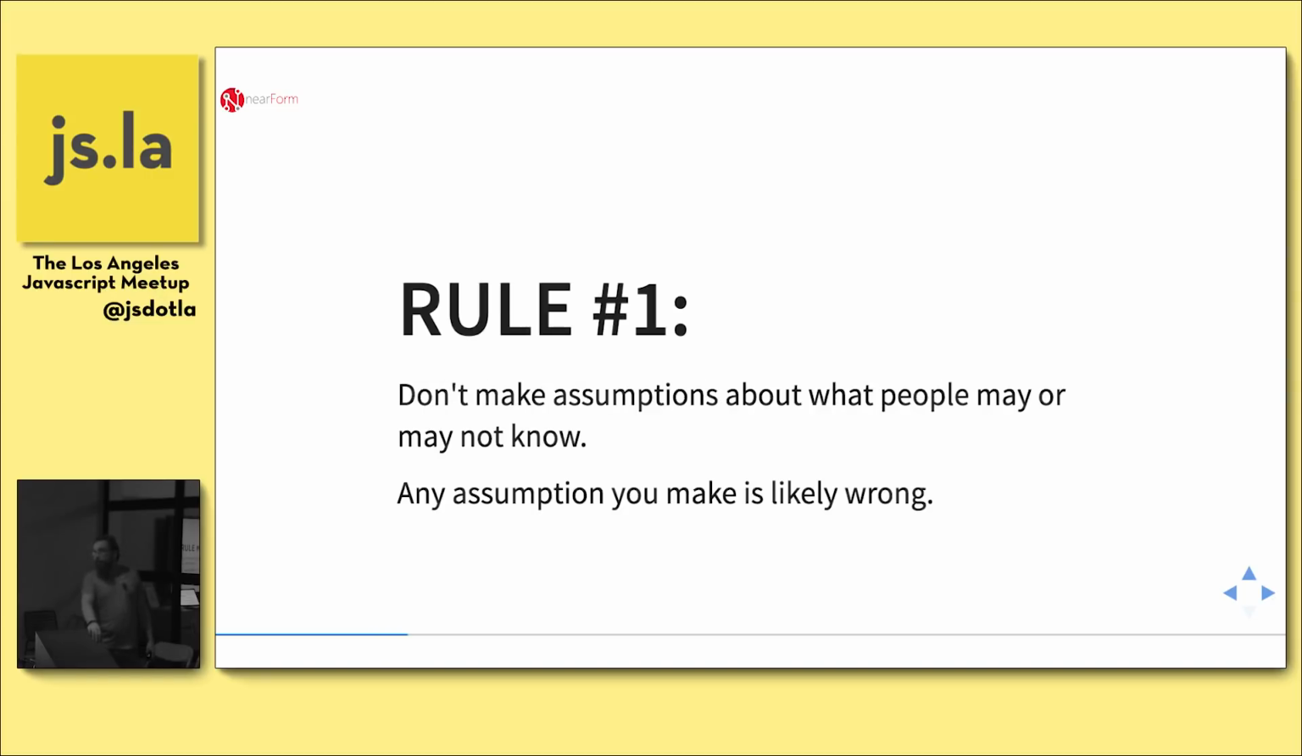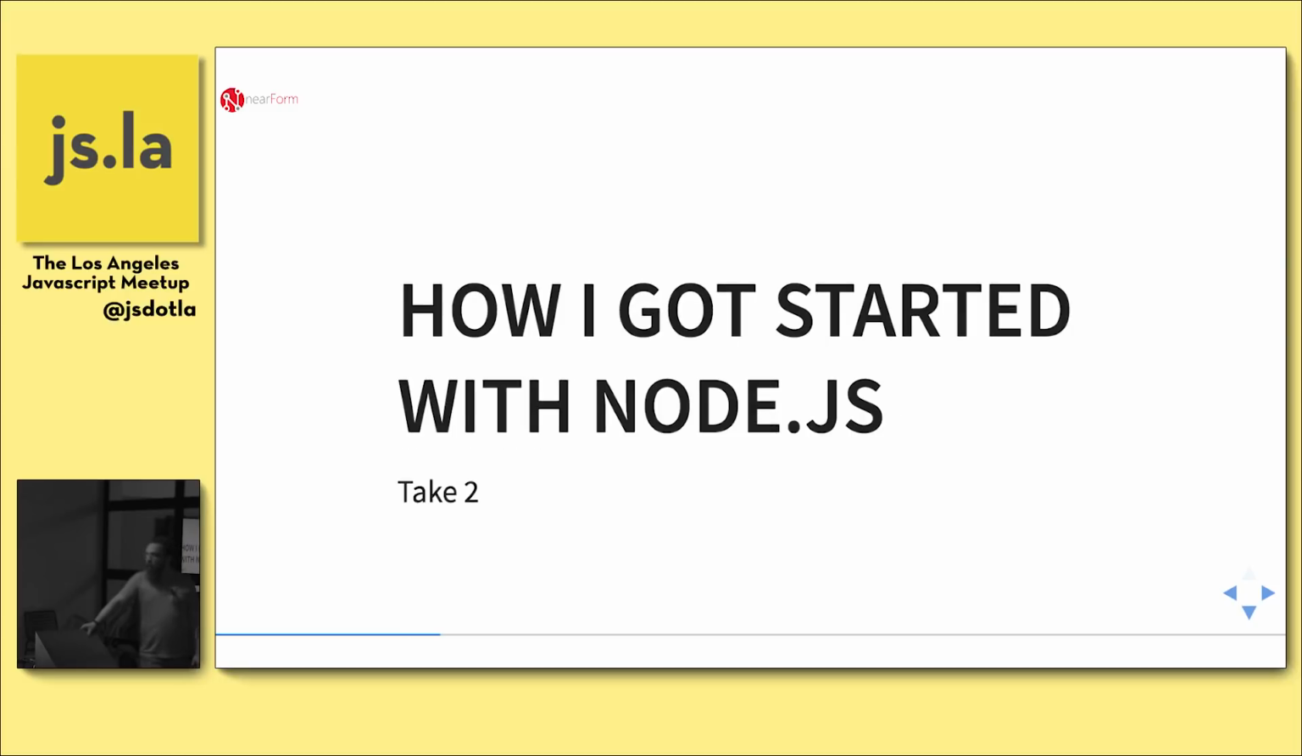Which brings me to rule number 1. Don't make assumptions. Your assumptions are typically wrong, especially when they're about people and what they may know, right? And this was a big problem with Node when I first got involved, is there were a lot of assumptions being made about what people could contribute and what value there was to contribute. And that ended up being a big problem.